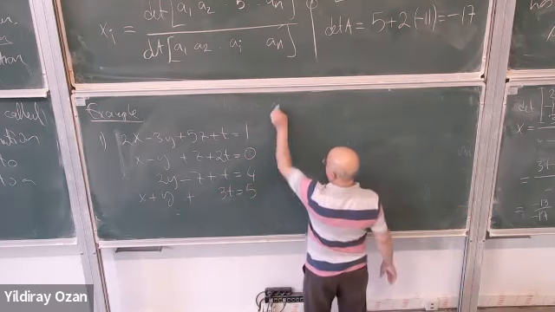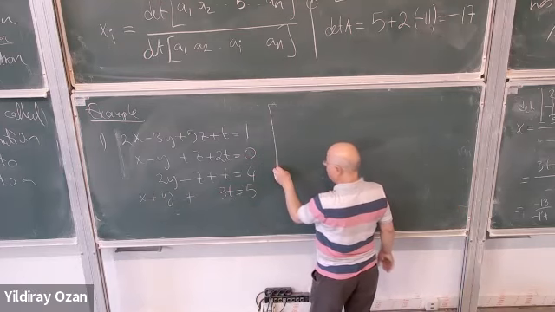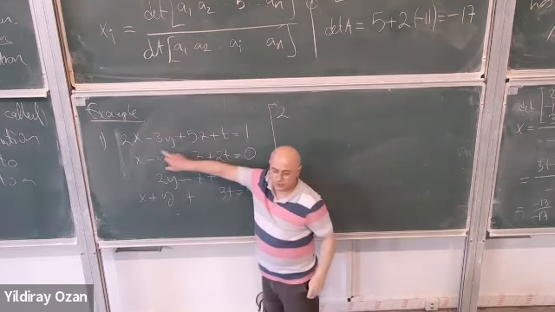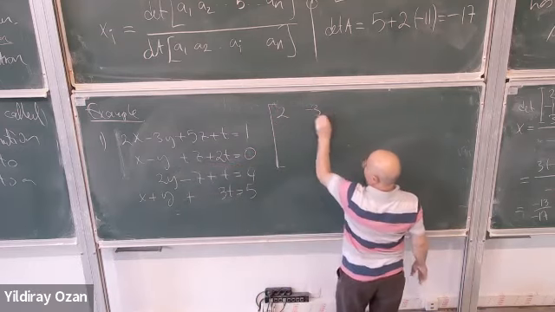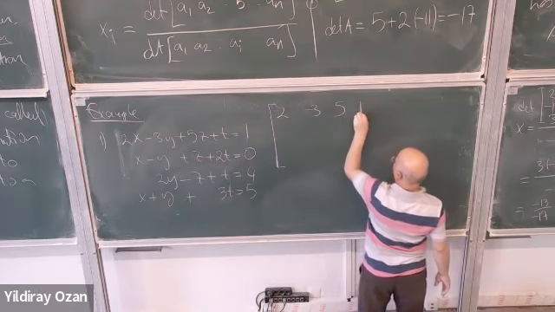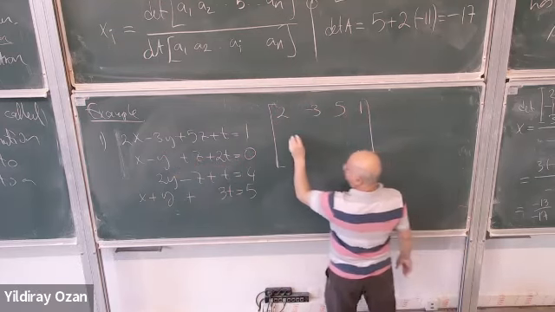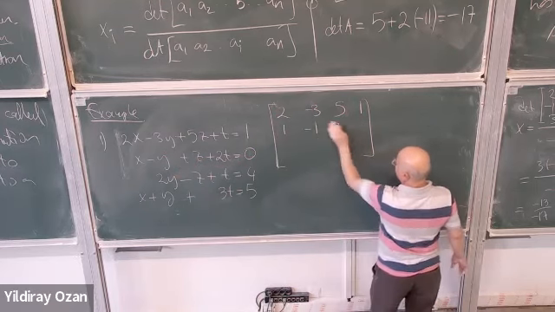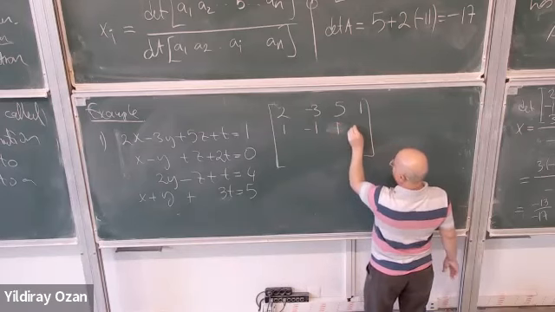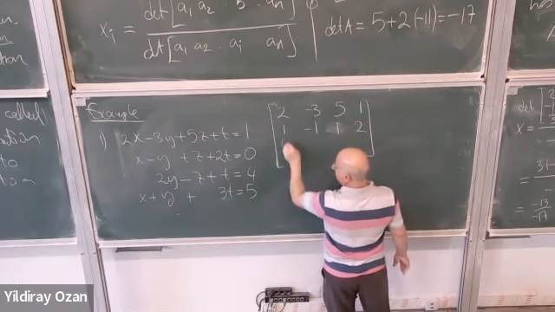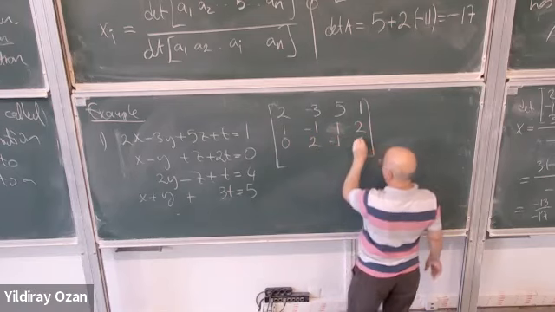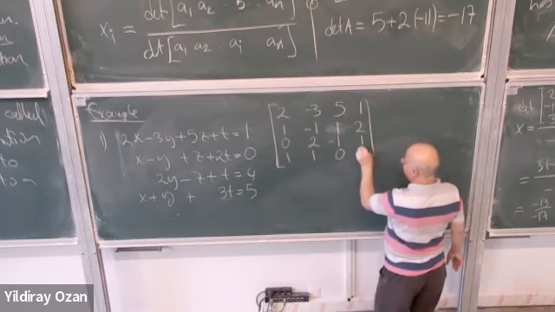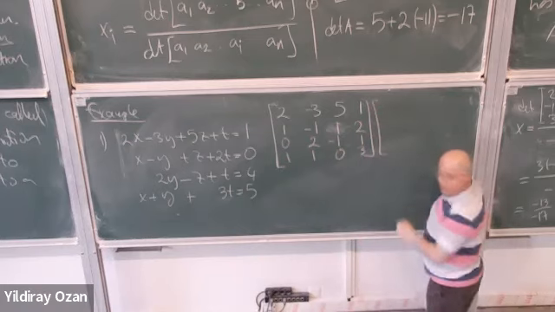Now, first we write this in matrix form. So I write the coefficients: 2, -3, 5, 1. And then 1, -1, 1, 2, 0, 2, -1, 1, and 1, 1, 0, 3. And then we have here.